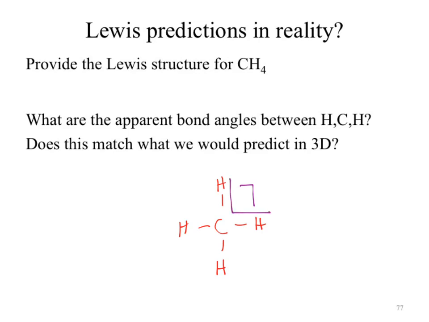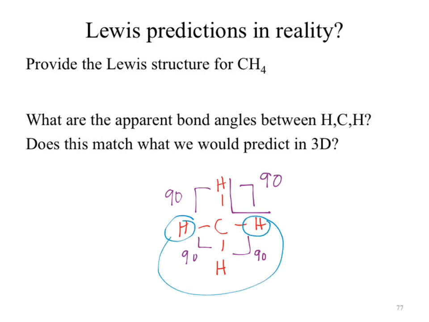It's a right angle. What is the angle? 90, thank you. The next one? Next one? 90. Oh, that's awesome. Lewis structure did a great job. What's that bond angle? 180. Is that different from 90? Yeah, by a factor of 2, right? That's a little bit different.